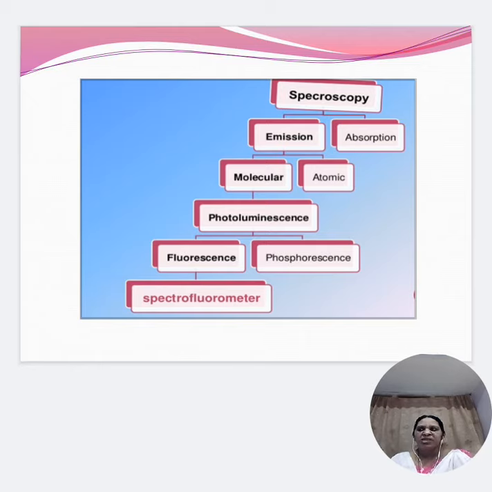Molecular spectroscopy is the spectroscopy which deals with interaction of radiation with the molecules of the sample. Under this molecular spectroscopy, we have different classifications. Under the molecular spectroscopy, we have photoluminescence. Photoluminescence is nothing but molecules are excited by interaction of photons of radiation.